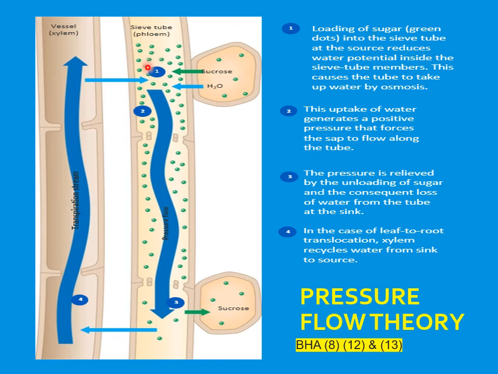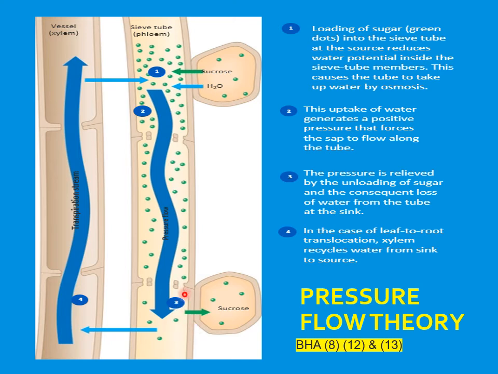What happened? It will reduce the water potential inside the sieve tube. Means makin pekat. So, this causes the tube to take up water. Dia punya neighbor tu, to go inside by the process of osmosis. Sebab air kan dia pemurah. Dia pantang tengok mana yang pekat. Dia akan pergi kat situ. So, this uptake of water will generate a positive pressure. Dia akan create satu pressure that will force the sap to flow along the tube.